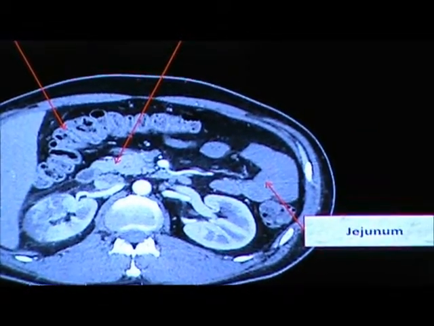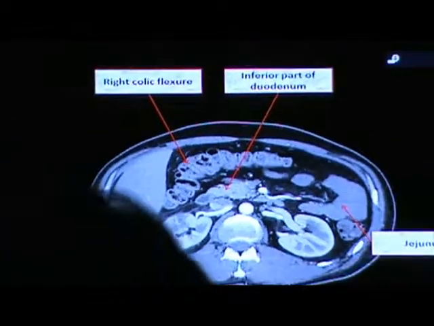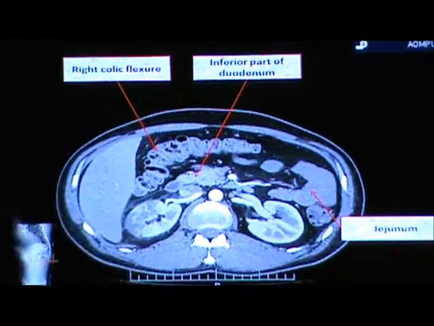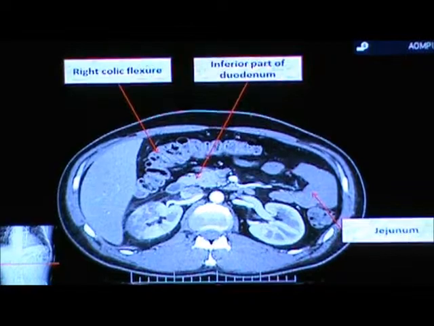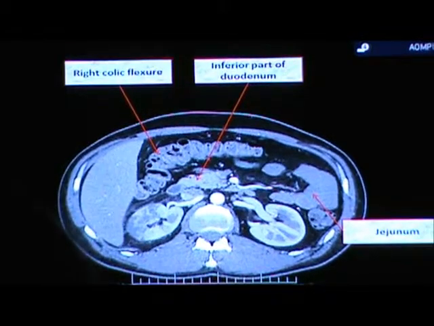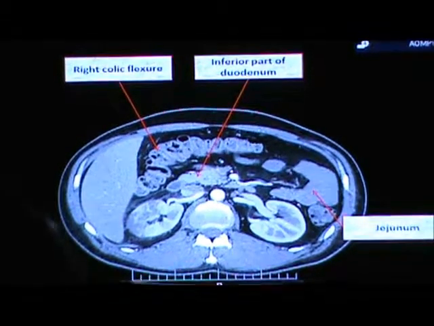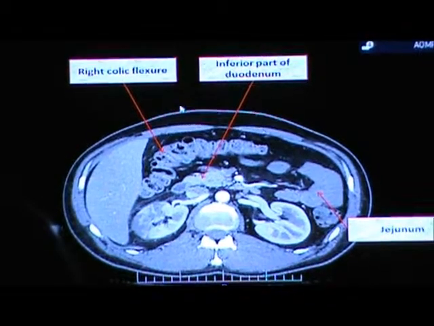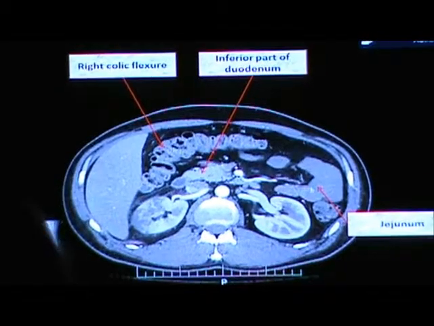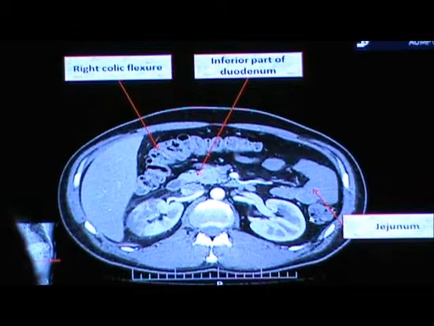So it's much more inferior than the left one. It corresponds with the 8th rib, and the left one corresponds with the 7th rib. As you can also notice, the right flexure is located much more anteriorly than the left one, which was at this level.